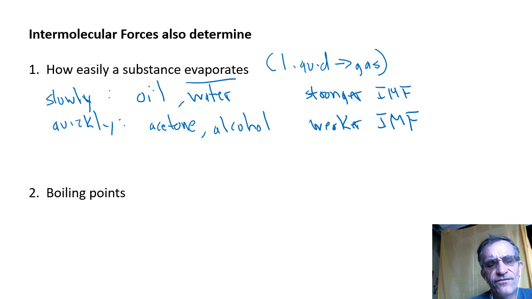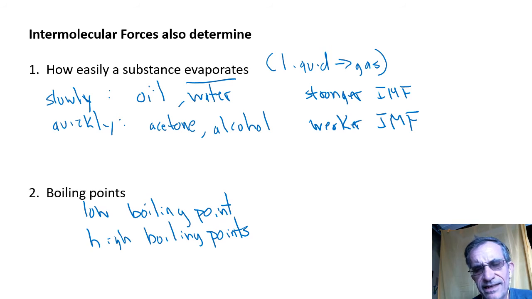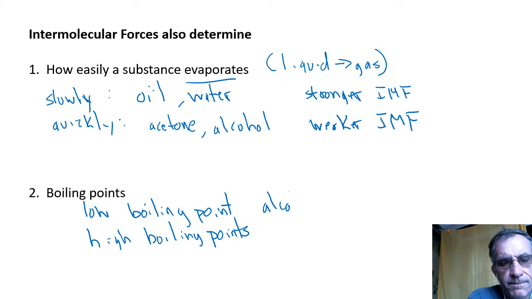All right, let's do a few more properties. What else do these intermolecular forces control? Well, they also control boiling points. Some things in the world have kind of low boiling points, and some things in the world have high boiling points. Let me give you an example or two here. Something with a relatively low boiling point is alcohol. Rubbing alcohol boils at 60 degrees Celsius. Water boils at 100 degrees Celsius.